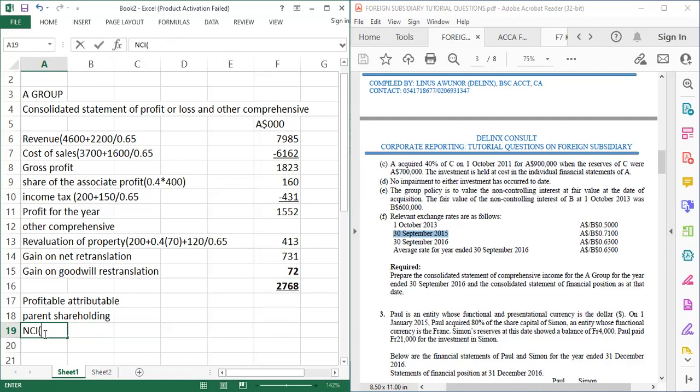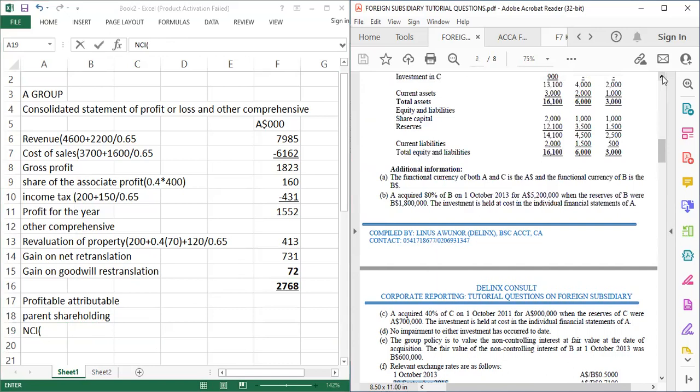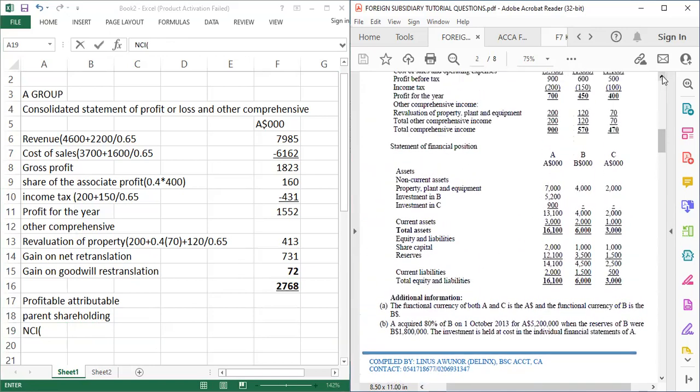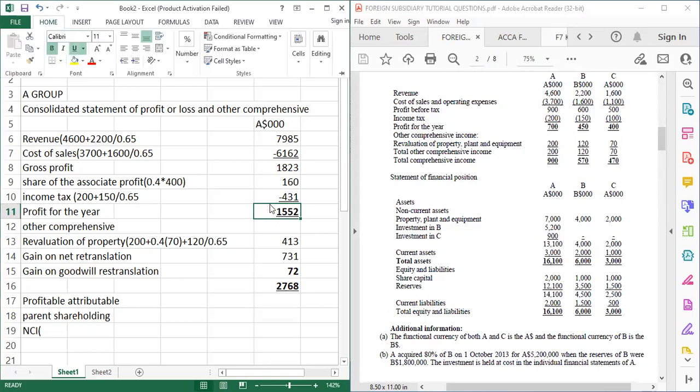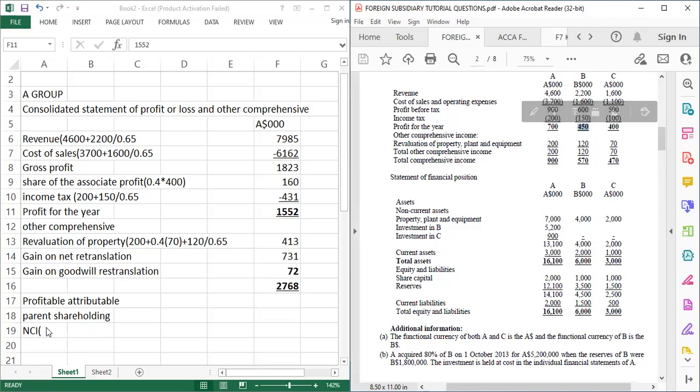We start with the NCI share of the profits. The NCI will only have a share of the subsidiary's profits. So what is the profit for the subsidiary? Profit for the year. What is the profit for the year for the subsidiary? It is 450, isn't it? Okay. The NCI will have how many percent of that? 0.2, isn't it?